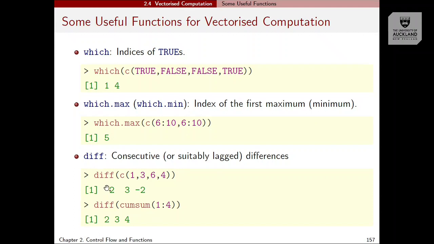A lot of times maybe you want to prepend a 0, so that you're saying, well, before the first element I had a difference of 0, so you would do C of 0, diff. Very often that's used when you're looking at data and trying to figure out where the differences are. And here is just proving that the cumulative sum gives you the differences between the results of the sum. So it's increasing, right? If you did diff on 1 through 4, it would be just 1, 1, 1. If it's on the cumulative sum, you get 2, 3, 4.